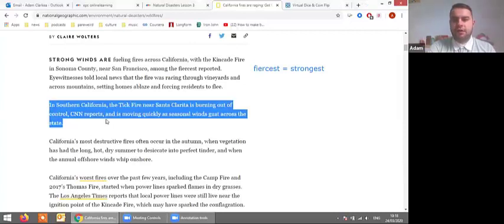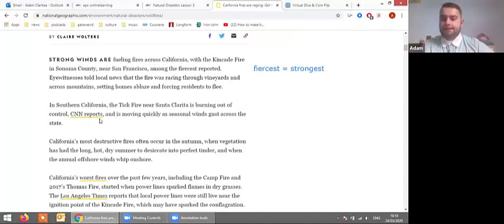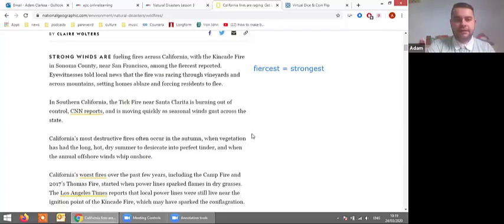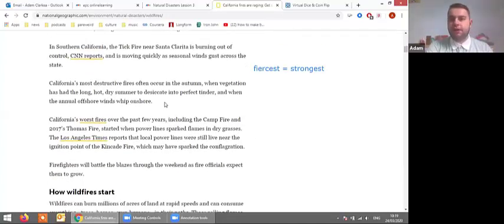Next reader, second paragraph here. Quack Tai, can you read the second paragraph? In Southern California, the Tick Fire near Santa Clarita is burning out of control, CNN reports, and it's moving quickly as seasonal wind gusts across the state. Good. So the wind causes the fires to move a lot faster.